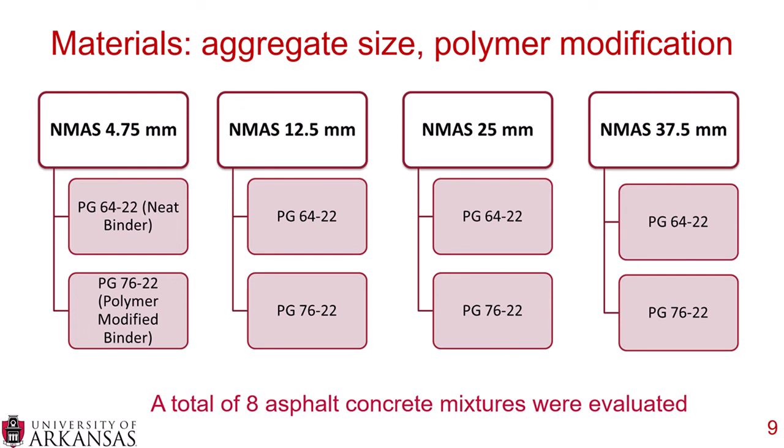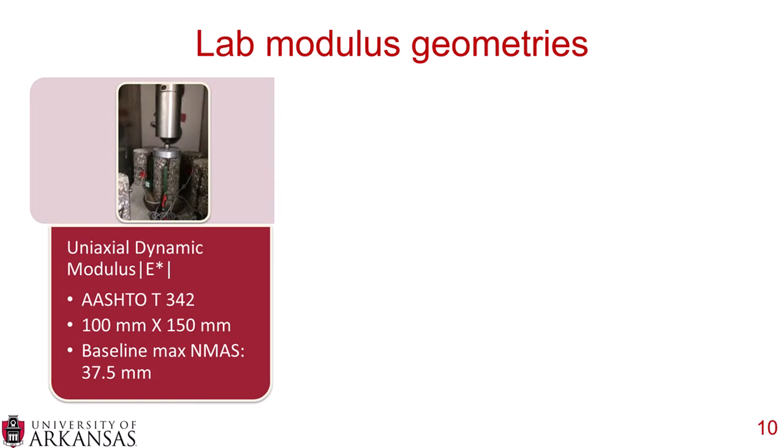And we took these 8 asphalt concrete mixtures and we put them through 3 different lab modulus geometries. So of course we used the uniaxial dynamic modulus or E-star geometry following AASHTO T342. This is the standard geometry. The samples are 100 millimeters by 150 millimeters, and the baseline maximum nominal aggregate size is 37.5 based on just the standard.